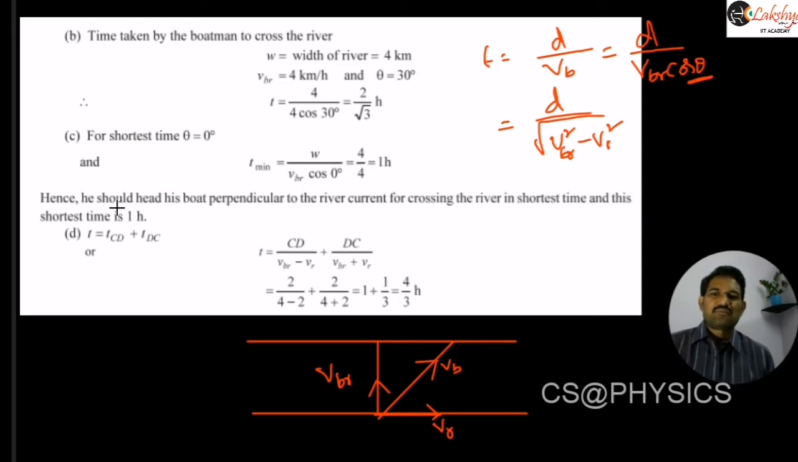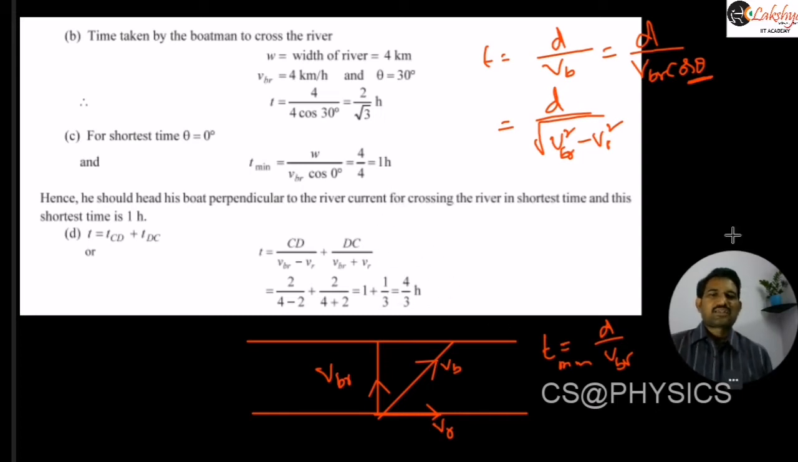And then from this you can directly write the minimum time taken as D by VBR. So that is 4 kilometers by 4 kilometers per hour, and you will get this value as 1 hour. So that is the time taken in that case.